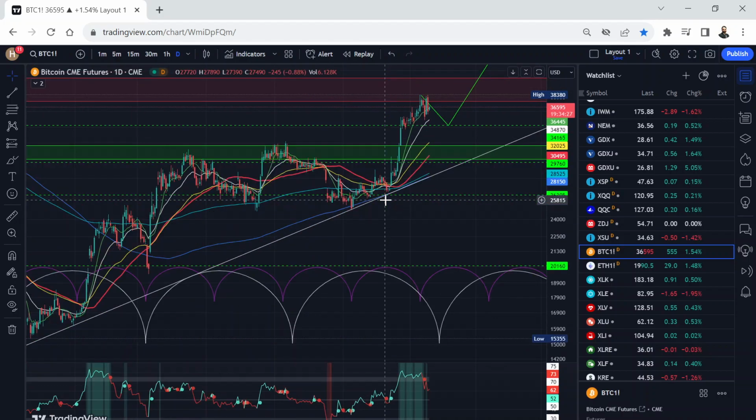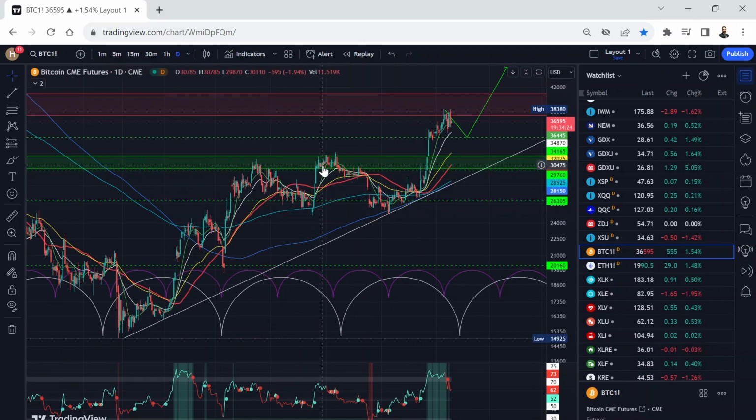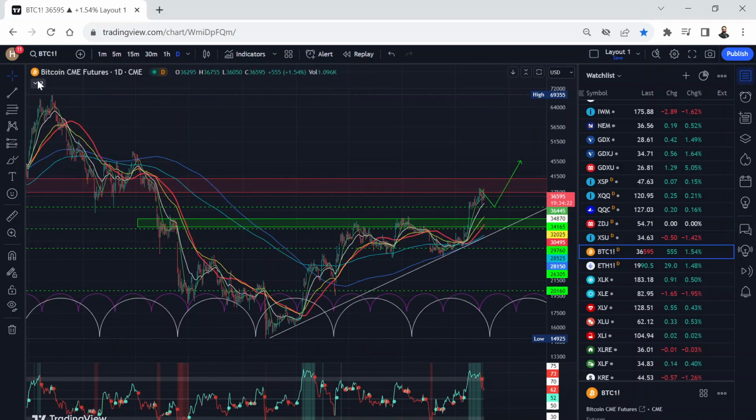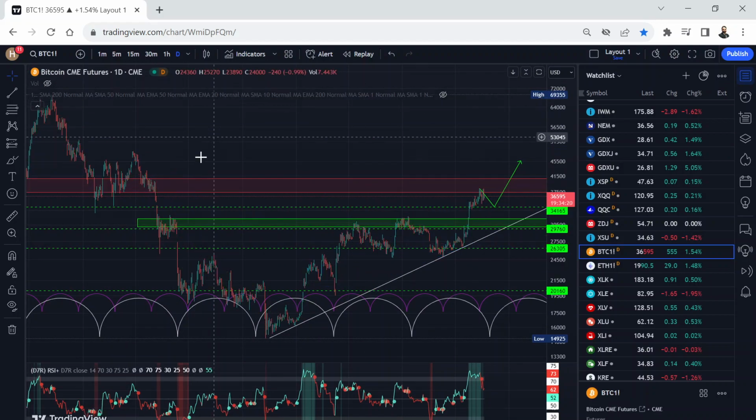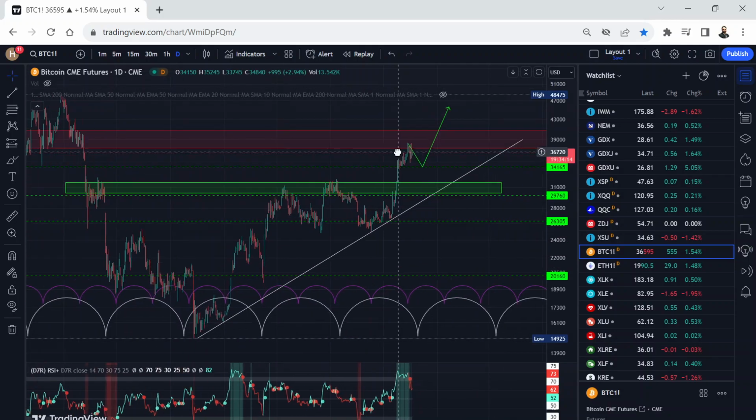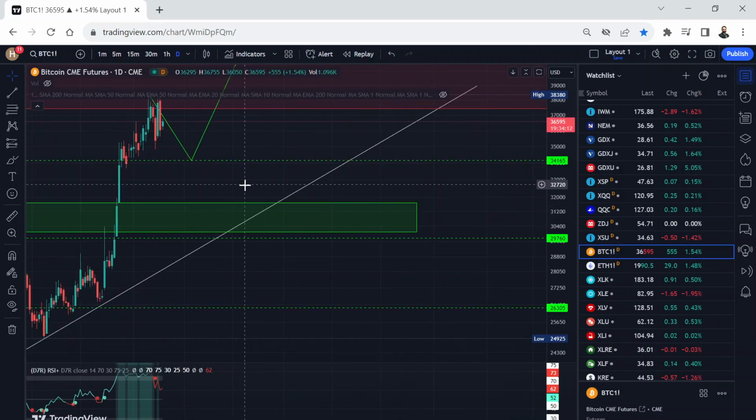The other thing is Bitcoin broke out of this resistance. You can see massive resistance. Let me quickly hide this line. You can see there was massive resistance here. This was support, resistance here, resistance here. So we broke out. We never backtested it. Right? So we never backtested it.